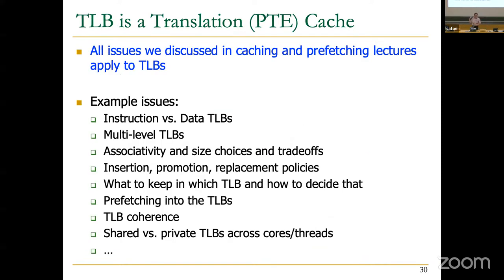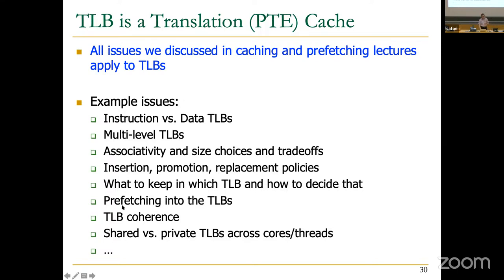Basically, everything we discussed in caching and prefetching lectures applies to TLBs. You can have instruction and data TLBs for exactly the same reasons why we have instruction and data caches. You can have multi-level TLBs for exactly the same reasons why you have multi-level caches. You have associativity and size choice and trade-offs. Again, for similar reasons, you can apply insertion, promotion, and replacement policies. What do you keep in which TLB and how to decide that? You can prefetch into the TLBs. You can assume that you're striding through memory, and you can actually go and walk the page tables and get the translations early. And this can actually work together with the prefetcher, in fact.